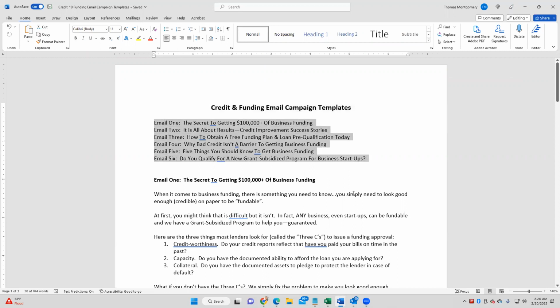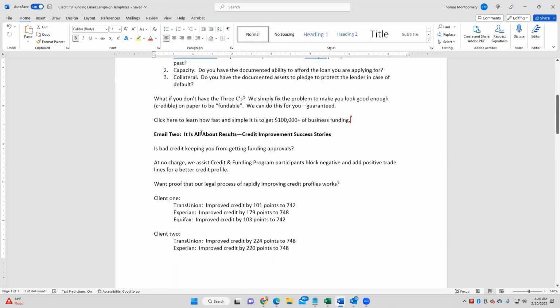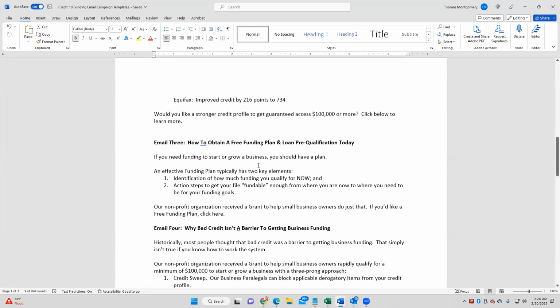I like these because as we go through them, I think it does a good job just for you and I to reiterate the value proposition. What does it take to get 100,000 or more of business funding? Does this credit program really work? Hell yeah, it does. And we show them some success stories. Let's say they just want to get that free funding plan. They're not ready to sign up, but they want to know, would it work for me?